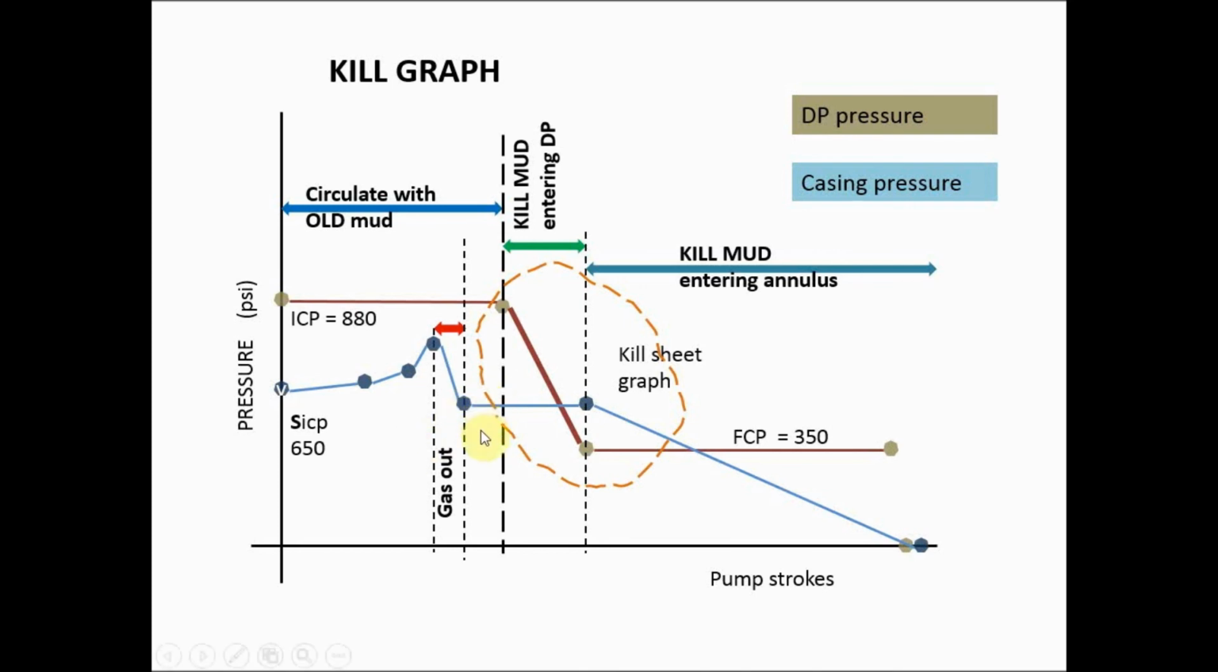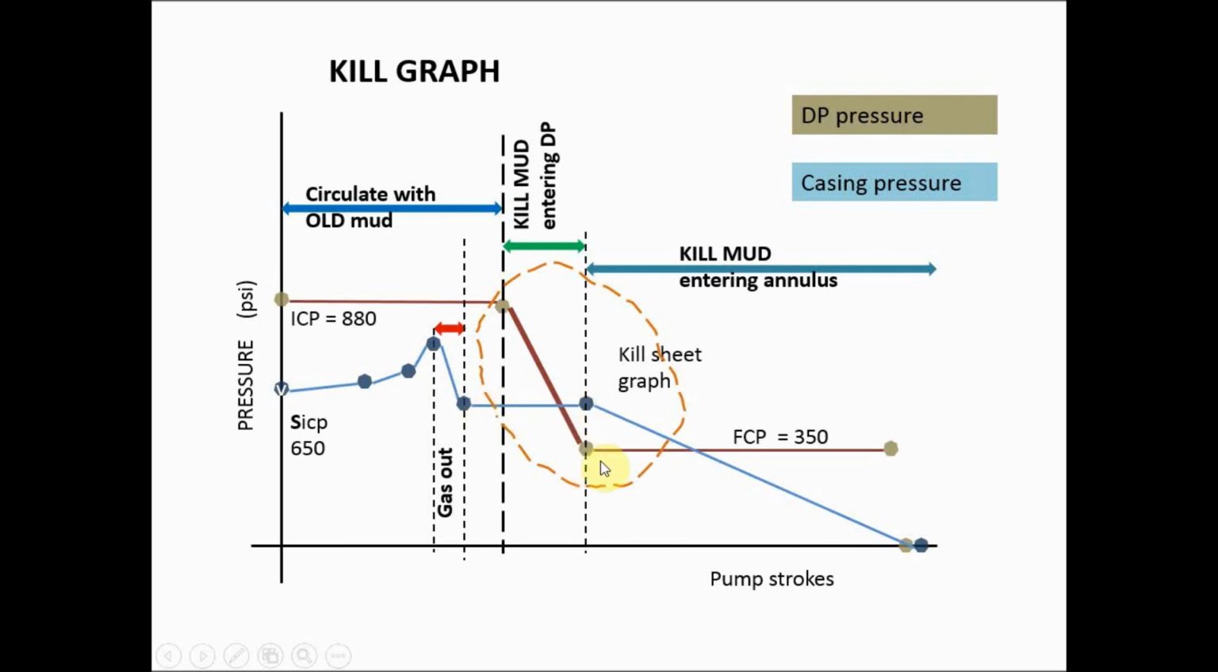And then we will start pumping the kill mud. When we start pumping the kill mud, initially the pressure will be the same as our ICP, initial circulating pressure, 880 psi. After the kill mud enters the drill string, the drill pipe pressure will decrease by itself. It will go down slowly, but we can see during this time we maintain casing pressure constant.